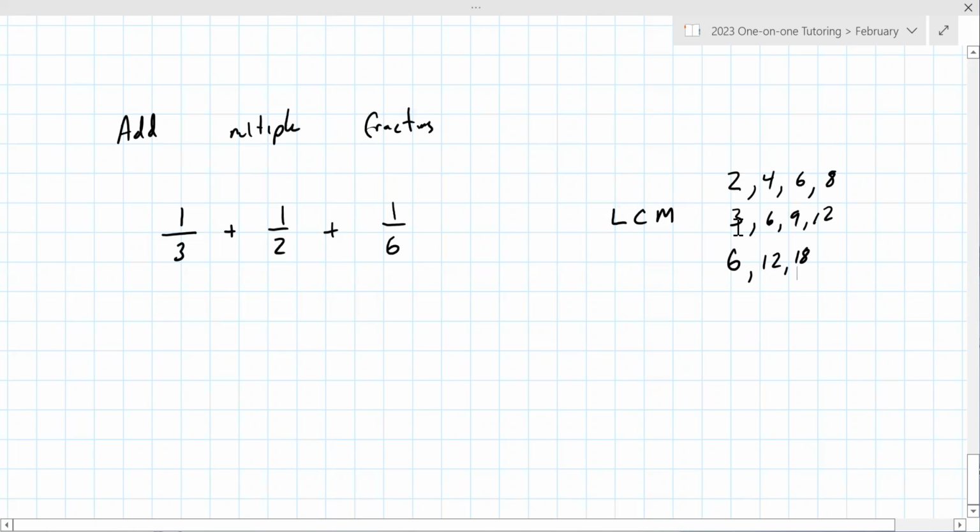They all have 6. That's right. So 6 is the least common multiple. So this becomes over 6, over 6, over 6.